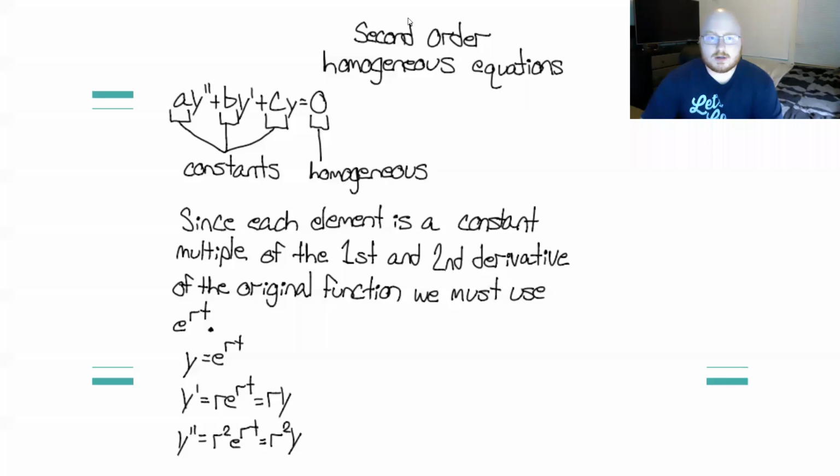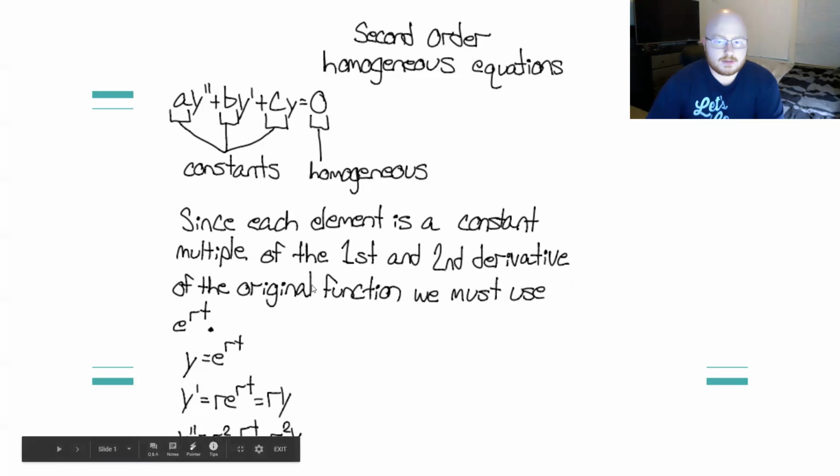So let me get my annotate tool out. Let's see, draw. So here is a second order homogeneous equation. You have three constants connected to the second derivative of y, the first derivative of y, and then the original equation y. And the reason why it's homogeneous is because this equation is set equal to 0.